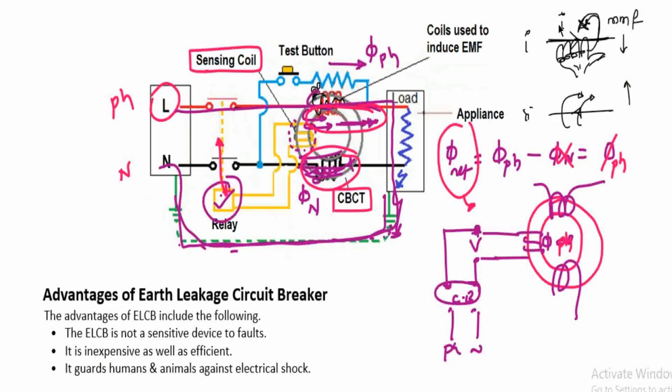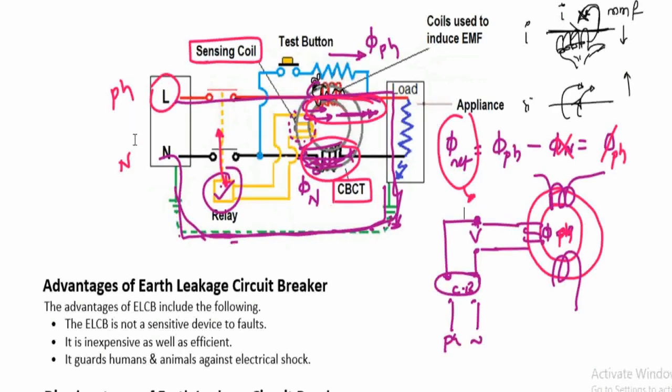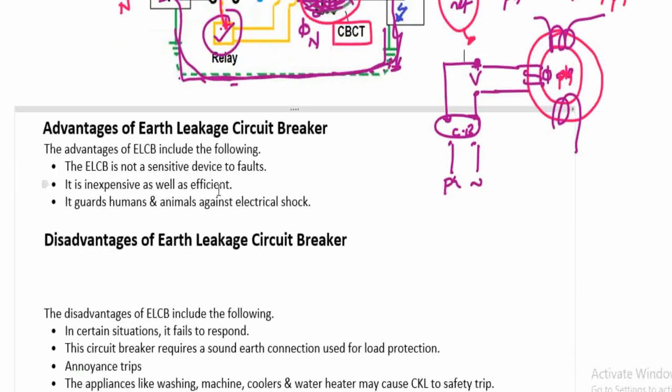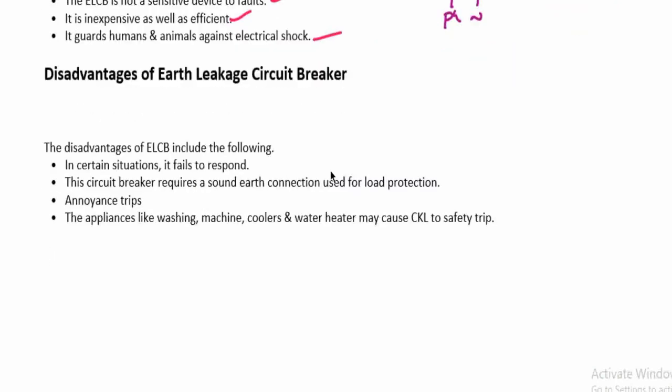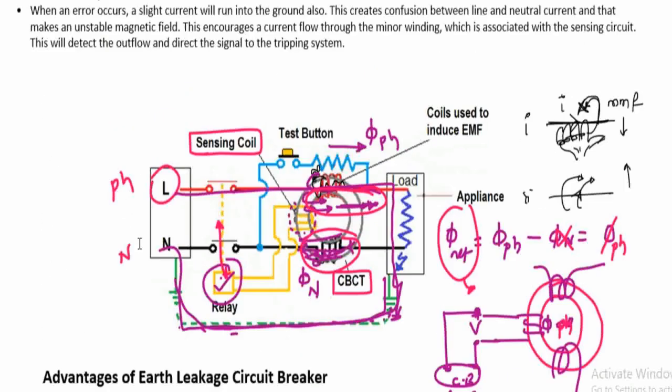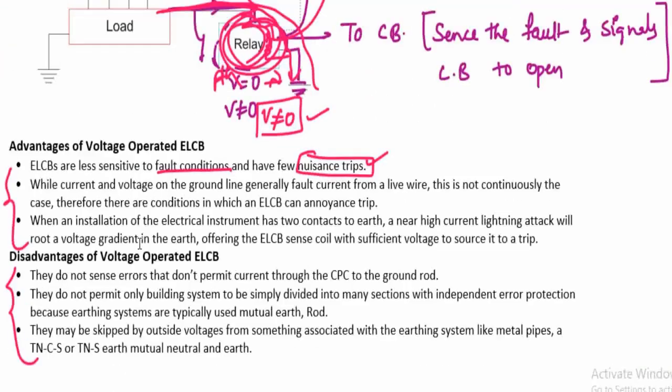This is the function of the current operated ELCB. The advantages are that it is not sensitive to device faults, it is inexpensive and efficient, and it guards humans and animals against electric shocks. The disadvantages are that in certain situations it fails to respond. The circuit breaker requires a sound earth connection, and it can cause annoyance trips. Applications like washing machines, coolers and water heaters may cause sequential safety trips. These are the disadvantages of current operated ELCBs.